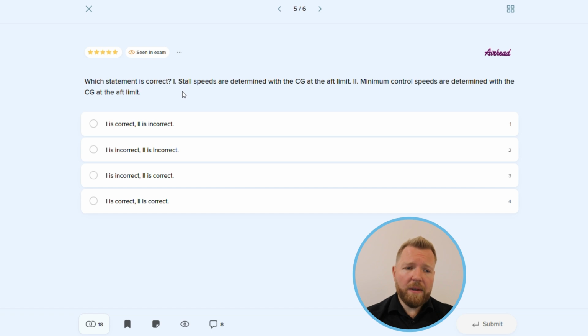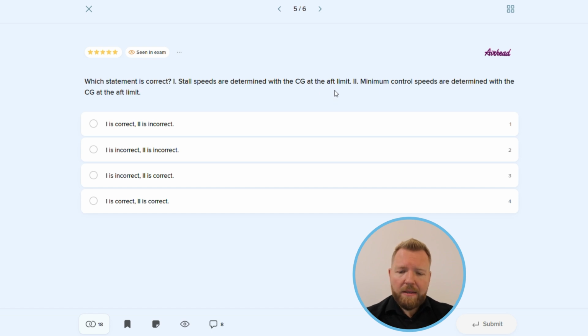Therefore, the first statement is incorrect because the most unfavorable CG position resulting in high stall speed is the forward CG position, not aft one. Forward CG position creates a greater arm between the center of gravity and the center of pressure. To overcome nose-down pitching moment created by this arm, the horizontal stabilizer must provide bigger downforce. As a result, an increase in lift is needed to balance these down-acting forces. Subsequently, as we know, greater lift means higher stall speed.